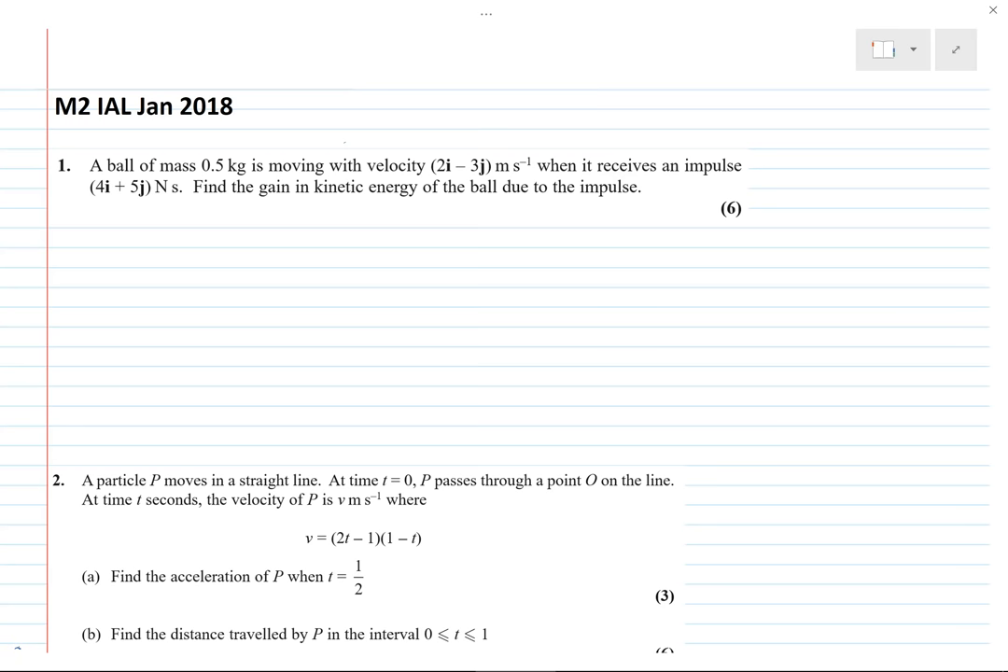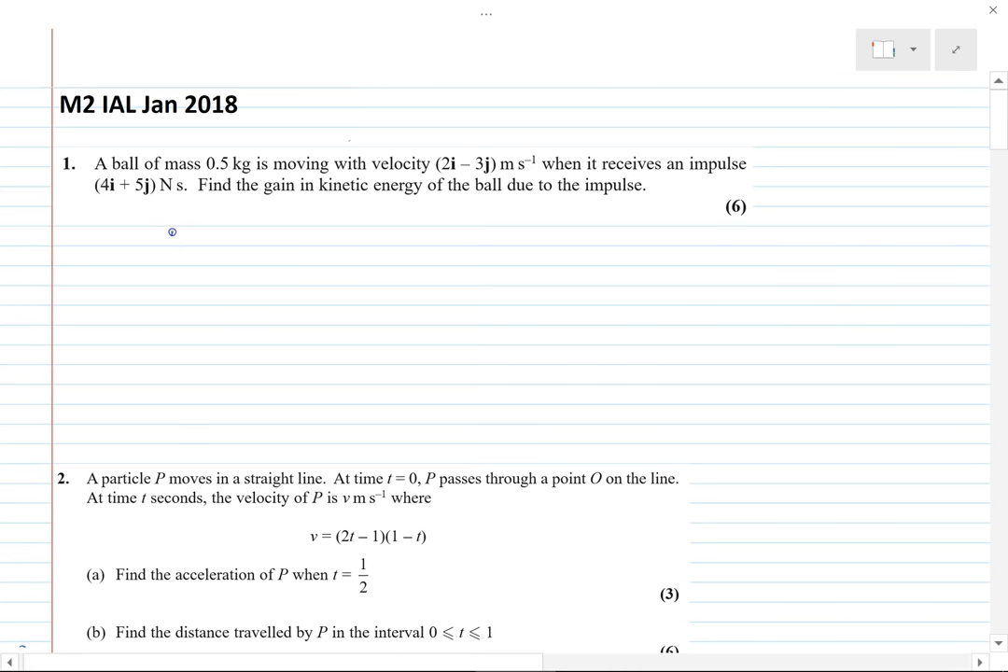So the first question of this M2 paper is, as is often the case, an impulse and momentum question, and they're normally pretty straightforward. The impulse equation, which hopefully we all know, is impulse is change in momentum, and we're in 2D here, so we put our i's and j's in. Some ways easier than some of the M1 questions on this, because the signs are given to us and all the rest of it.